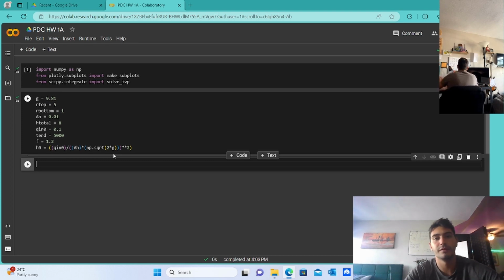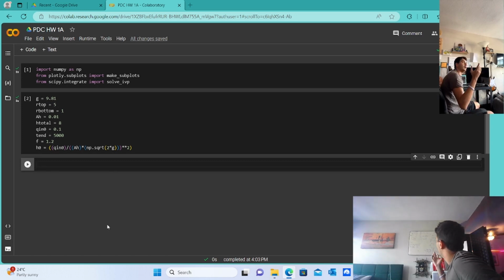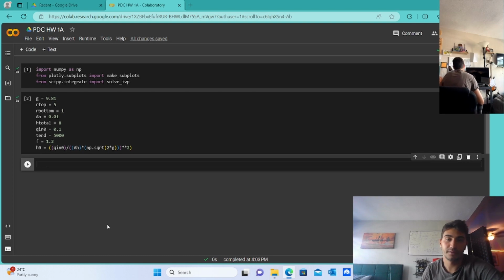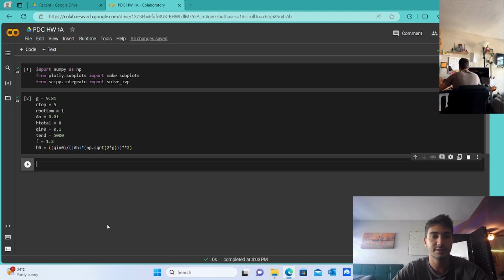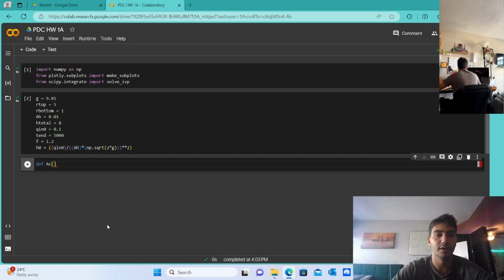So from here, of course, we're going to use our ordinary differential equations to use solve IVP to get an estimate of what this will look like over these 5,000 seconds. So what we're going to need to do, of course, is put in dH dt, but before that I'm going to create an equation that helps us find AC, right? We need to know what the radius is, so let's go ahead and put that in an equation. So I'm going to define an equation, call it AC, right?